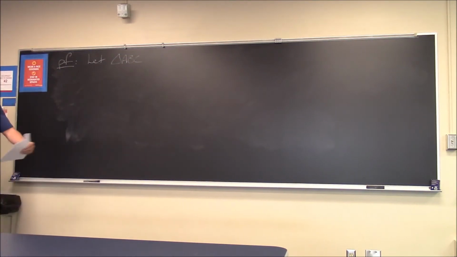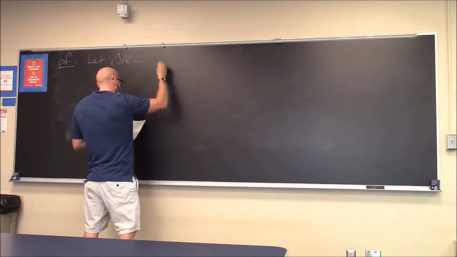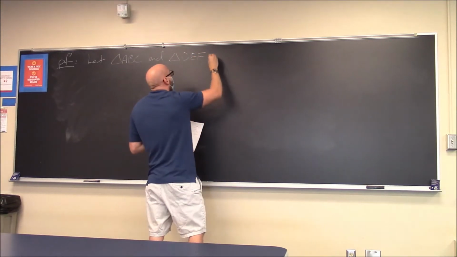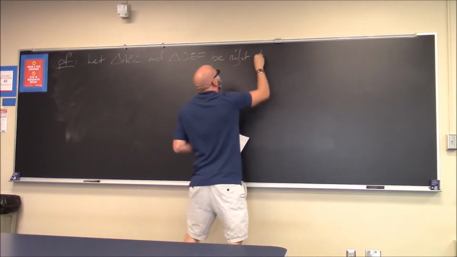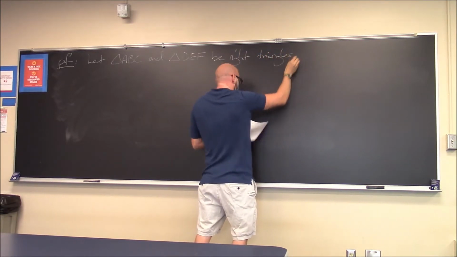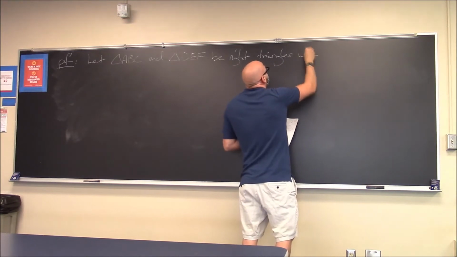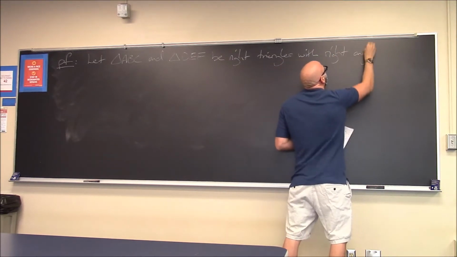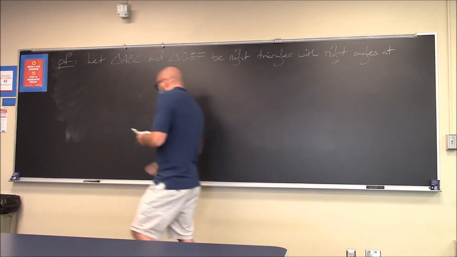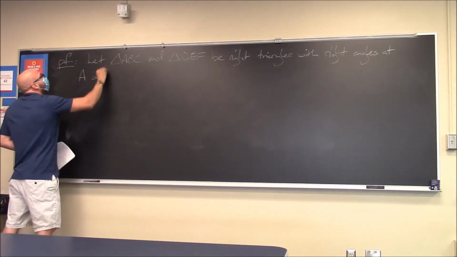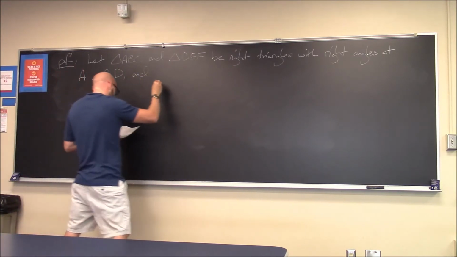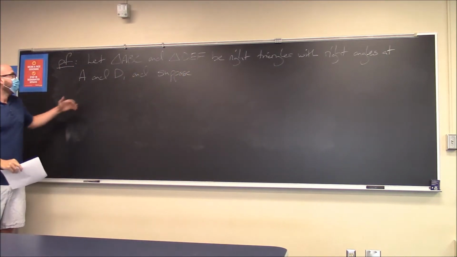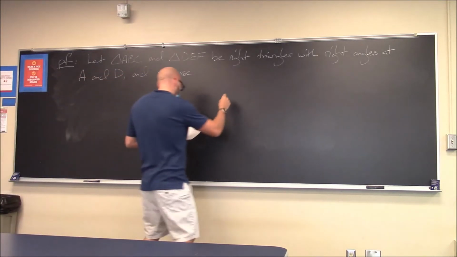We'll of course start with two triangles that meet our hypotheses. So let ABC and triangle DEF be right triangles, with, let's put our right angles at A and D. Right angles at A and D. And suppose, I'm going to draw a picture of exactly how I'm labeling things here in a second, but suppose that the following sides are the same lengths.